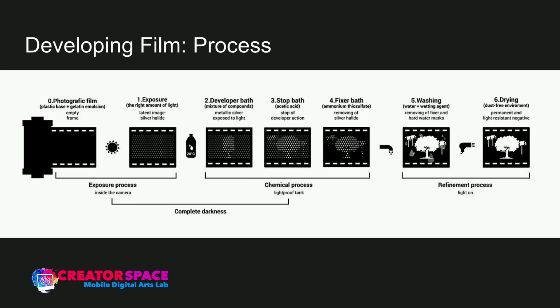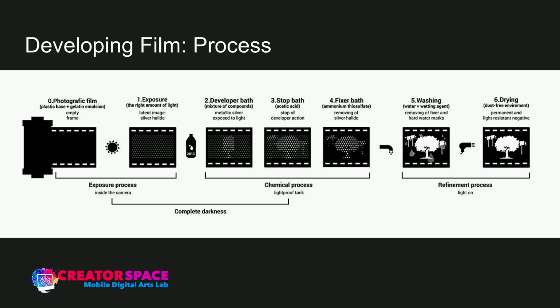So there's a mixture of components, metallic silver exposed to light, and it starts to develop what is on that film. So if you have a roll, you can't see what's on it as it's just exposed by the camera until you get into the developer bath. Then there's a stop bath. It stops the developer action, so it doesn't develop too much. It has to be developed to the right timing.